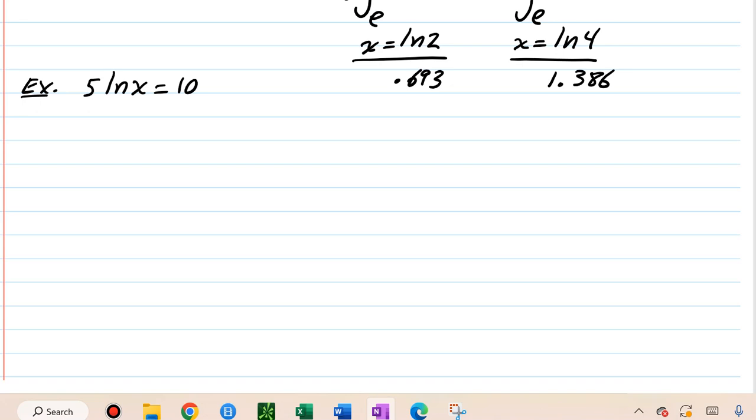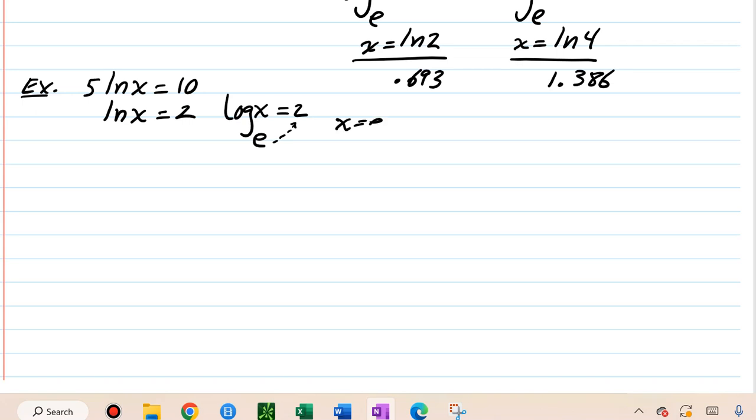So to do this one, I need to isolate the natural log, divide by 5, and that's how I isolated the ln function. Now, to solve for x, I will translate this into an exponential equation. Remember, ln is log base e of x, correct? So I rewrite this in exponential form.